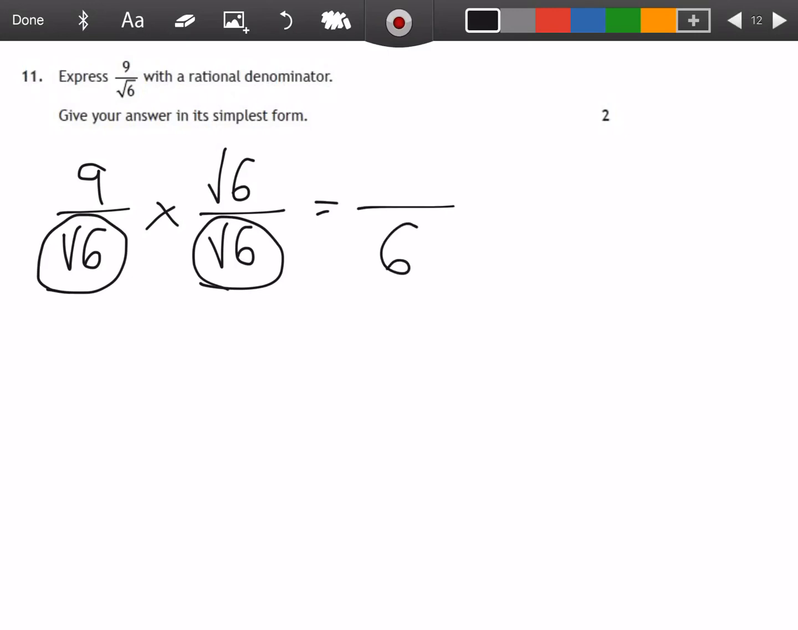If you multiply root 5 by root 5, you get 5, okay? So to get rid of root 2, you multiply by root 2 over root 2. Root 2 times root 2 is 2. Right, so 6 in the bottom, at the top we've got 9 root 6. 9 times root 6 is 9 root 6.